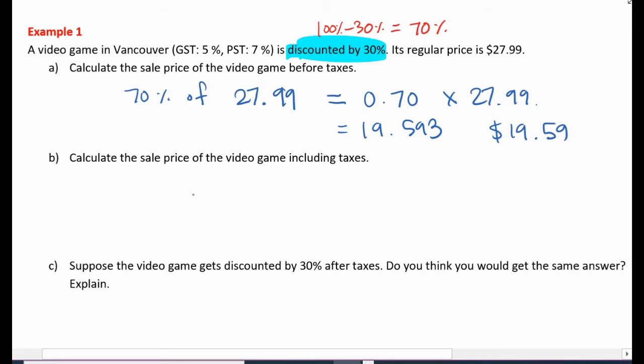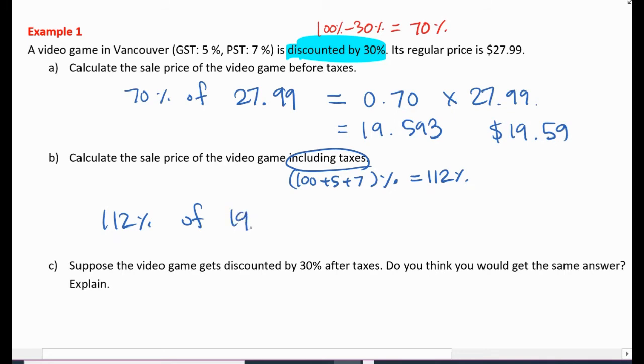So we're going to use Williams method. So sales tax, you're paying more money. So you're going to add 5 and 7 to 100. That is 112%. So you're going to find 112% of 19.593. Then 112% is 1.12 in multiplication. And you're going to multiply it.